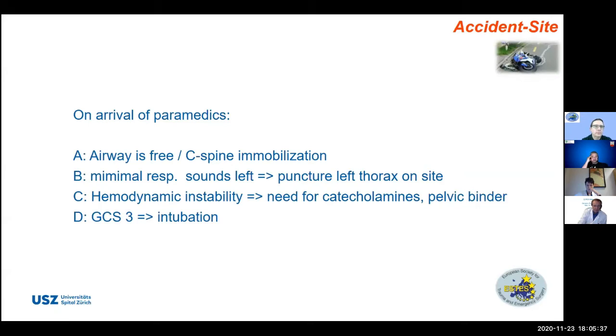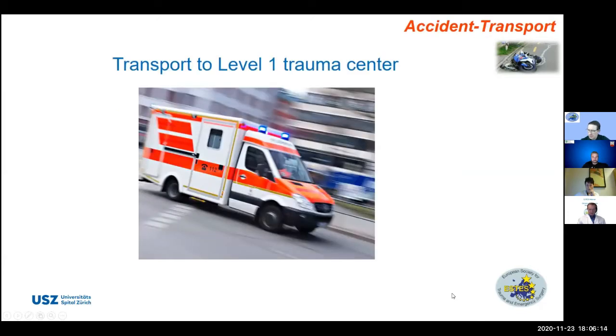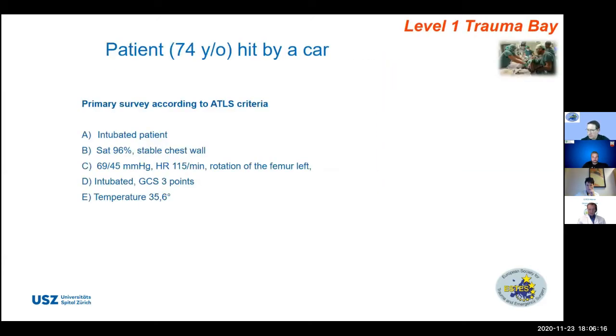The paramedics were called, and they went through the ABCDE of ATLS. Airway was free, C-spine was immobilized. There were some issues with respiration sound, so a puncture was done. He was unstable, needed catecholamines, and a pelvic binder was placed. Most of our cases come in with pelvic binders anyway. Then he had an altered mental state, which is why he was intubated. So, as I said, quick rescue time, and he came to us.